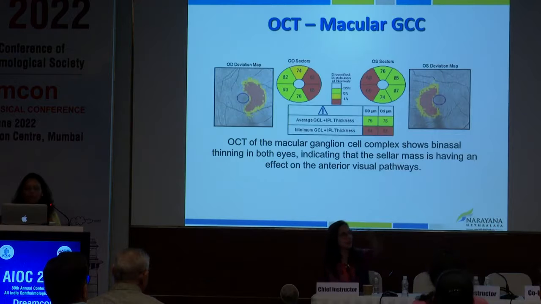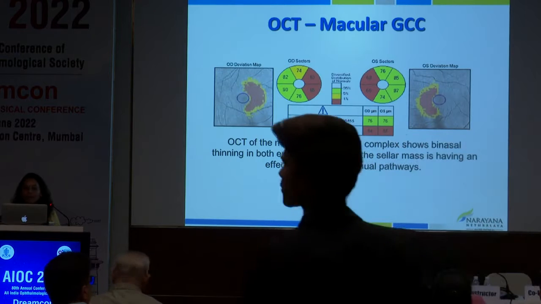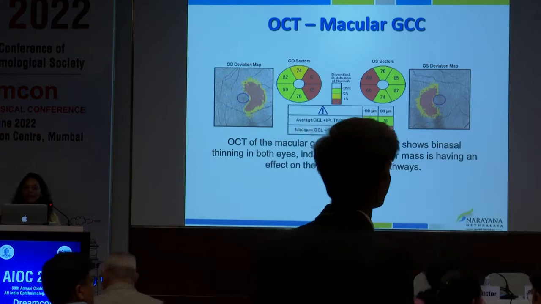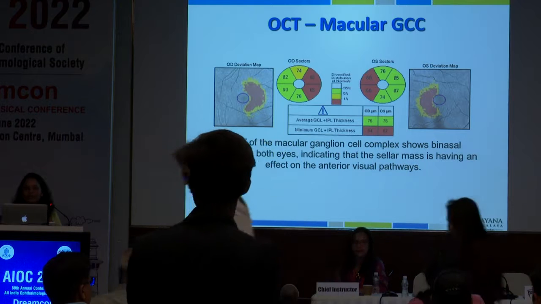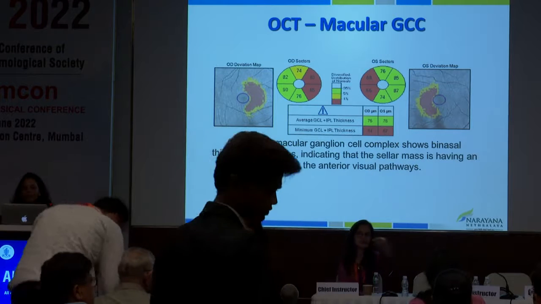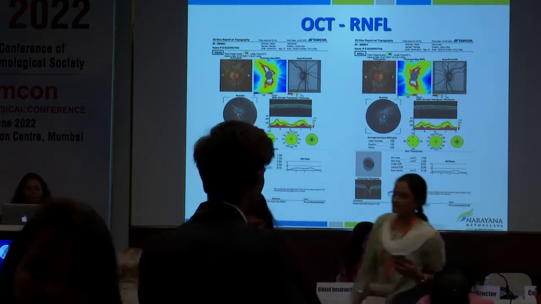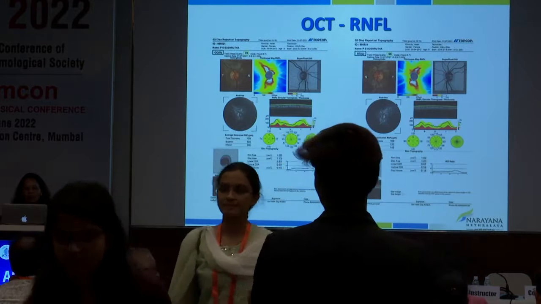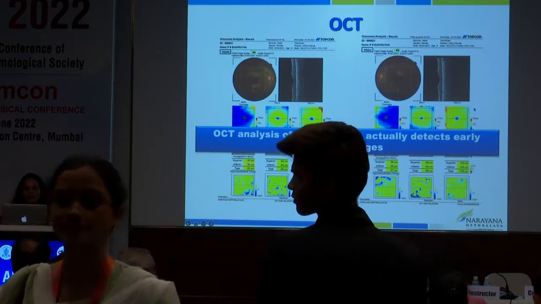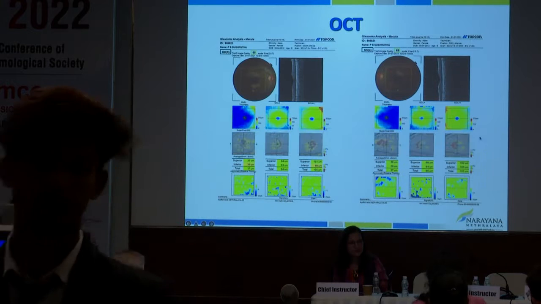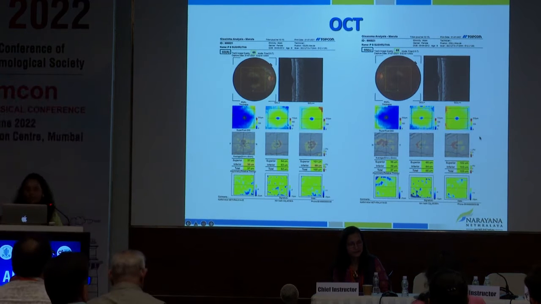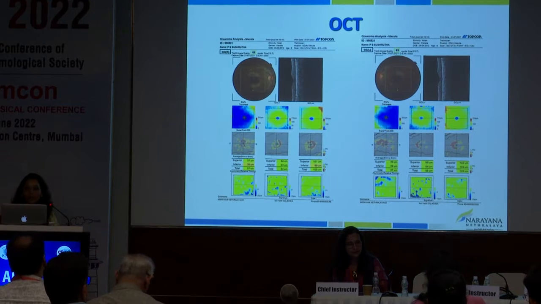OCT of the macular ganglion cell complex shows binasal thinning, which very classically corresponds to the temporal field defect. So in cases where we are not able to do visual fields, you should be able to do this to pick up the problem. For example, in a patient who has a pituitary adenoma, if you do the OCT, if it's normal, like you see here, and if you find these nasal defects, that means there is a compression. You should refer him to the neurologist, and correlate it with the tumors. If there is a problem which is compressing, you can go ahead and get the surgery done.